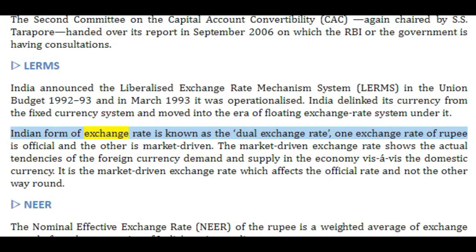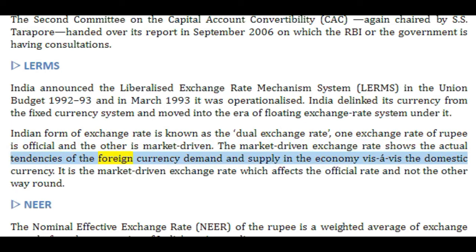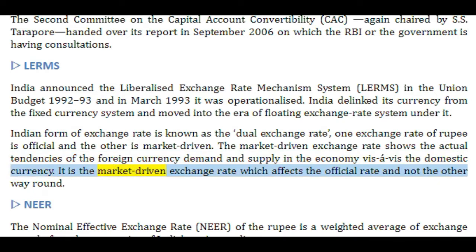The Indian form of exchange rate is known as the dual exchange rate. One exchange rate of the rupee is official and the other is market-driven. The market-driven exchange rate shows the actual tendencies of the foreign currency demand and supply in the economy vis-a-vis the domestic currency. It is the market-driven exchange rate which affects the official rate and not the other way round.